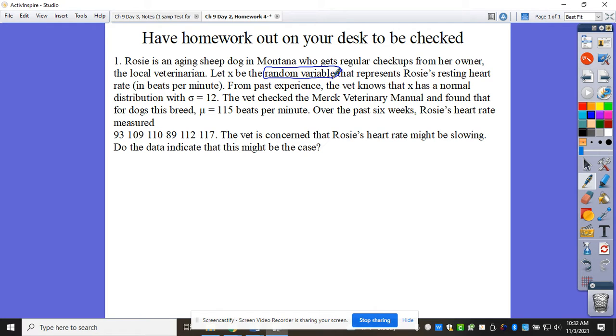What else? Normal distribution. What else? It gives us sigma. What else? It does kind of tell us, but what am I going to actually need out of here? X bar and N.